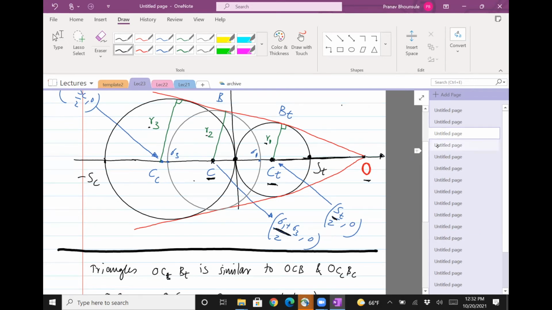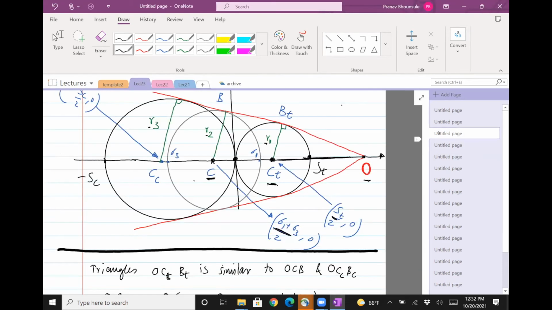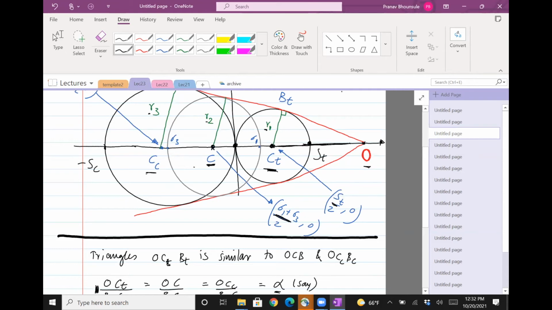That way the sign is positive, or you can do it the other way too. It doesn't really matter. So this is going to be ST divided by 2 minus sigma 1 plus sigma 3 divided by 2. So that's the first part. Then CT, CC. CT is here, CC is here.